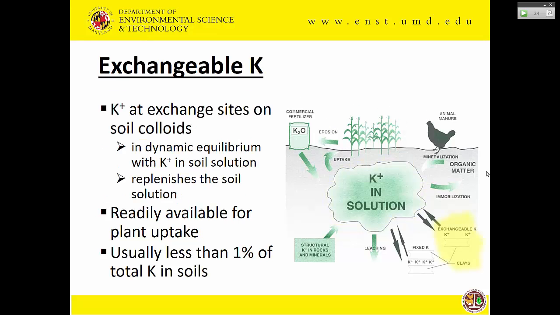Another pool that's available to plants is called exchangeable potassium. Exchangeable means that potassium can be exchanged back into the soil solution, so plants can take it up.